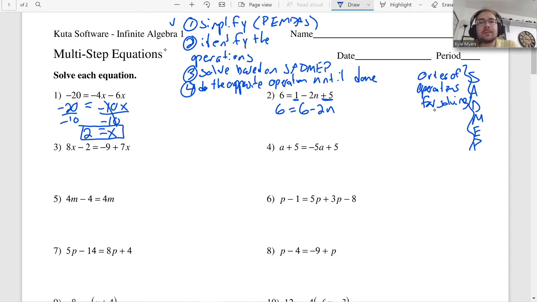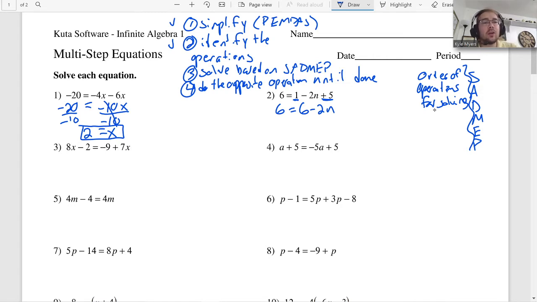Identify the operations. Okay, there's two things. There's 6, which is a positive number, which is actually being added to -2n. That's like a better way to think about it. It's actually being added to -2n. It's 6 minus 2n, yeah, but the 6 is positive. You do the opposite operation to the number. So that's happening there. And then -2n. Well, same as number 1, -2n means that the -2 is being multiplied by the n.